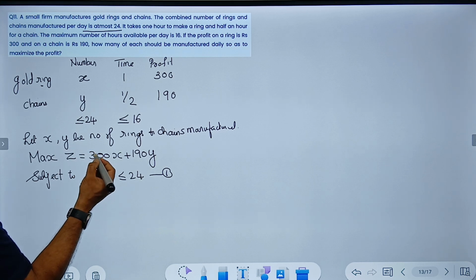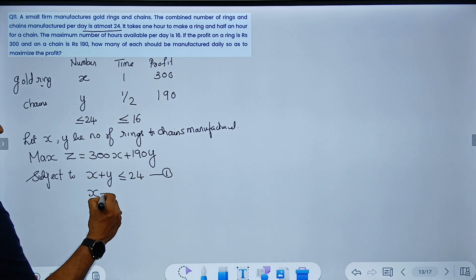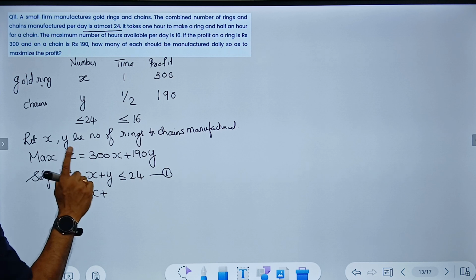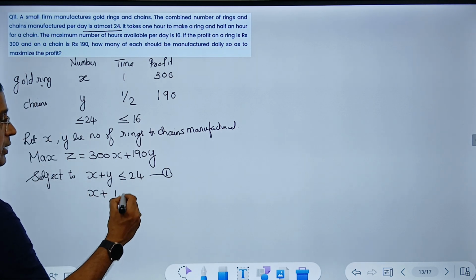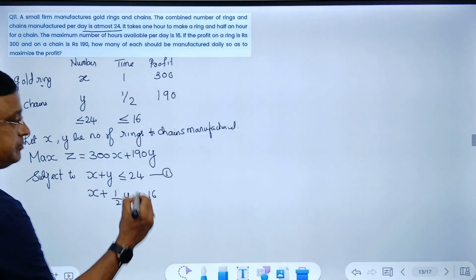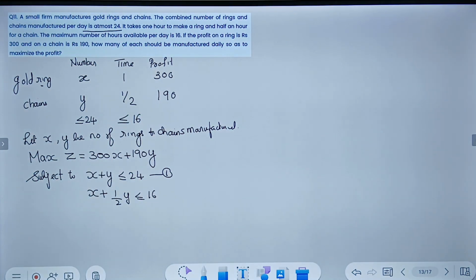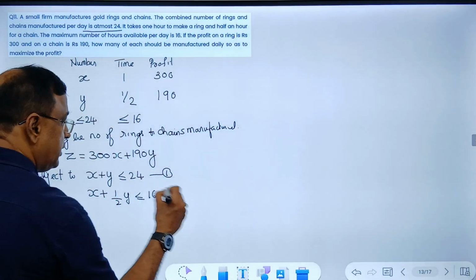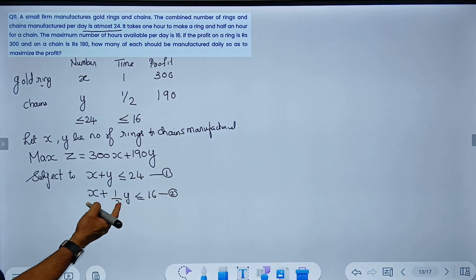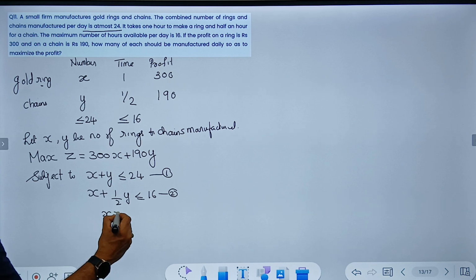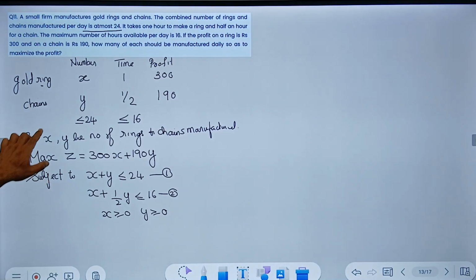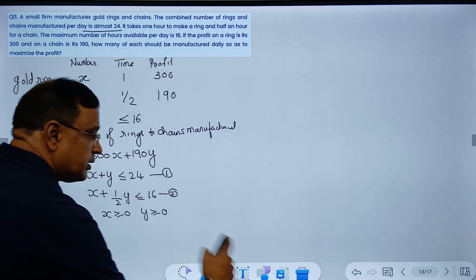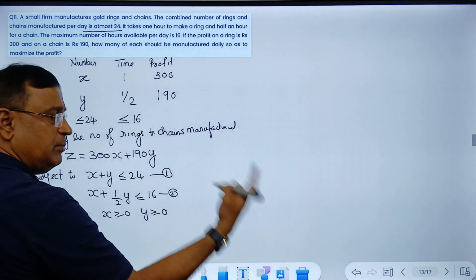The second constraint is time. 1 hour for each ring, and X rings are produced, so X into 1 plus half into Y cannot exceed 16. Call this 2. If you want, you can take LCM, otherwise you can leave it. X is greater than or equal to 0, Y is greater than or equal to 0 is the non-negative constraint. If all these 3 are there, full marks. First you get the marks for writing the constraints; once this is right, the rest will be right.